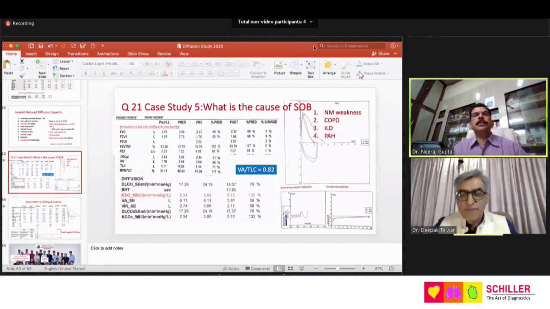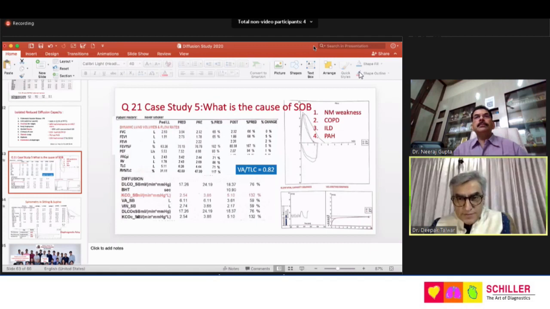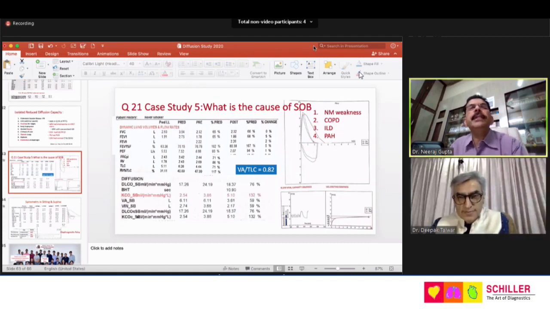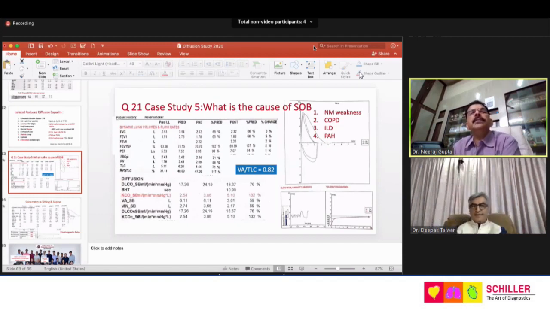Yes. So what have people polled in here? Diffusion here is 76%, and breath hold time is good enough, 10.9. KCO is 130%, 132%, that is supernormal. VA 59%. DLCO corrected is 76%. So there is supernormal KCO with slightly reduced DLCO, restrictive ventilatory disorder, and RV/TLC a little bit more.